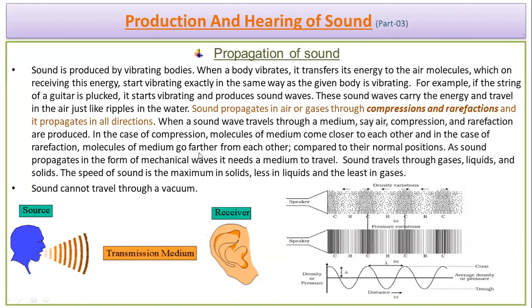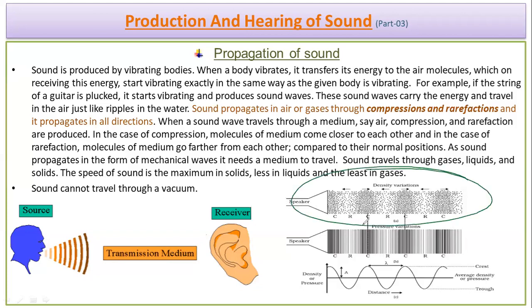So once again, what is propagation of sound? According to the propagation of sound, we can say that sound travels from one end to another end, or from one place to another place, with the help of a material medium. And in the material medium, we observe compression and rarefaction, because of which the energy can be transmitted from one end to another end.